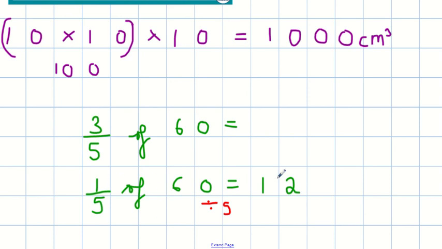How could I use 1/5 to find 3/5? Well, I know 3/5 is 3 times bigger. So I would have to do 12 times 3. 12 times 3 is 36. Therefore, I know 3/5 of 60 is 36.